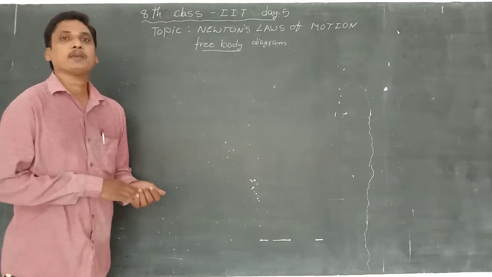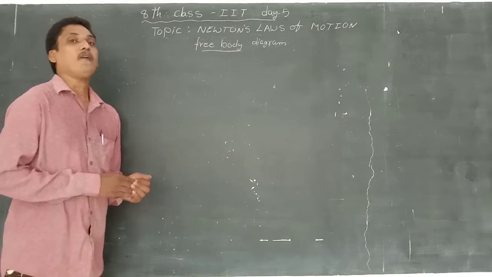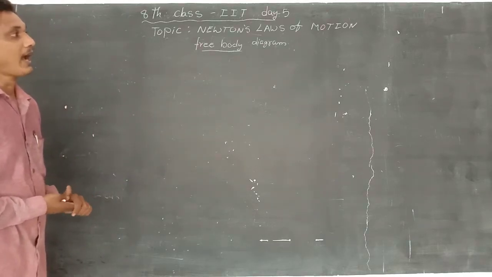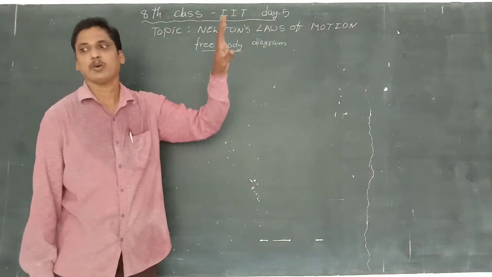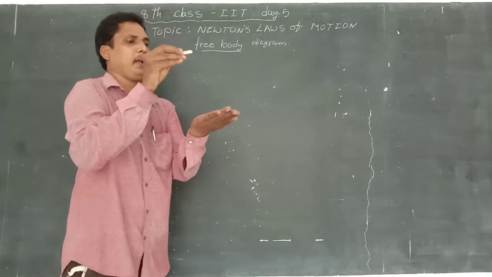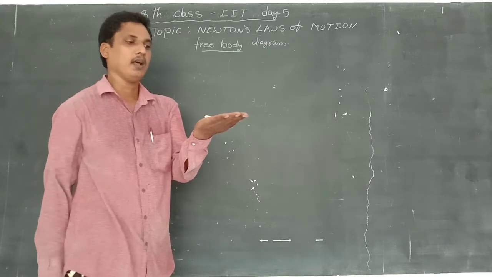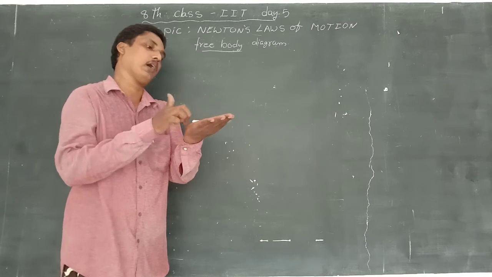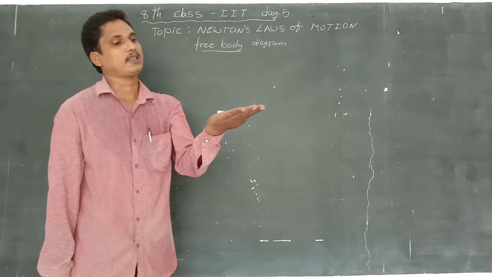A free body diagram is a diagrammatic representation which shows the body isolated from the surroundings. Surroundings means these are our surroundings. Consider a chalk piece placed on a horizontal surface. We consider only the chalk piece and the horizontal surface.